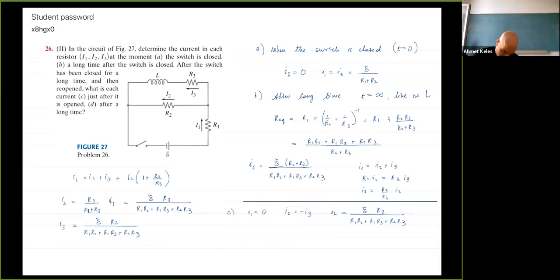So D, after a long time, basically everything that can happen will happen and it will dissipate. So basically there will be nothing. I1 is equal to I2 is equal to I3 is equal to 0. All energy dissipated at the resistors, and you run out of gas.